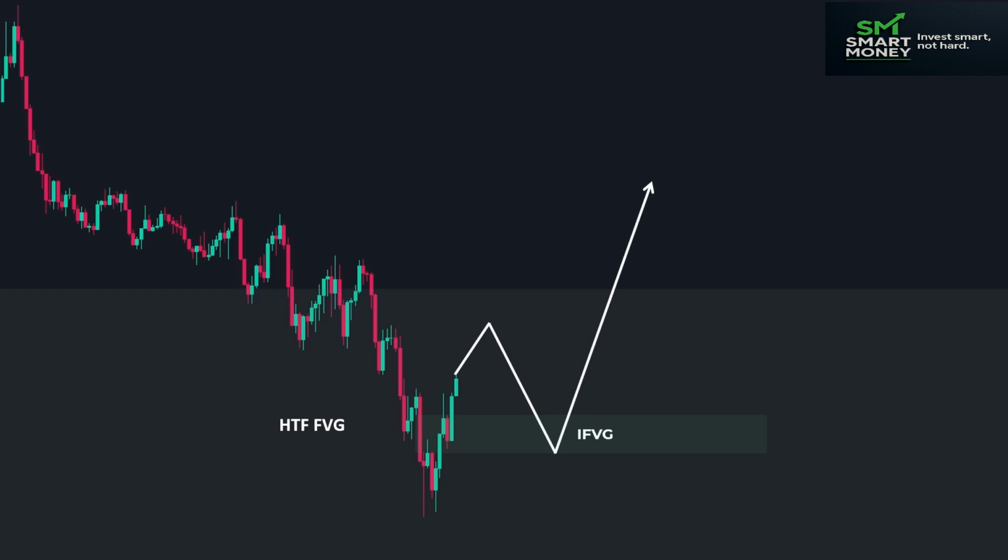Also, if you look carefully, you'll notice that price has already formed a market structure shift at the same time, adding yet another powerful confluence to this setup. With all these confirmations in place, we can now anticipate that price will return to the inversion fair value gap zone before continuing its move toward buy-side liquidity.